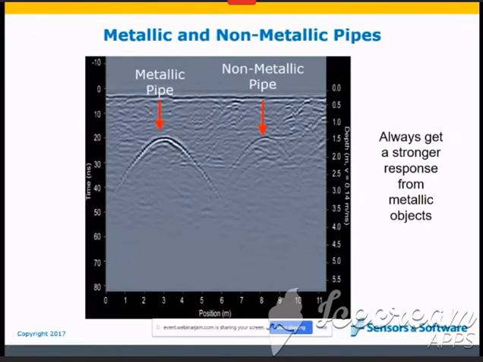Here you see the theory and the reality. One hyperbola has a significantly stronger response than the other. Since they're at the same depth in the same soil, one explanation for the difference in the reflectivity is the target material. One interpretation may be that it's a metal target on the left and a non-metal target on the right.